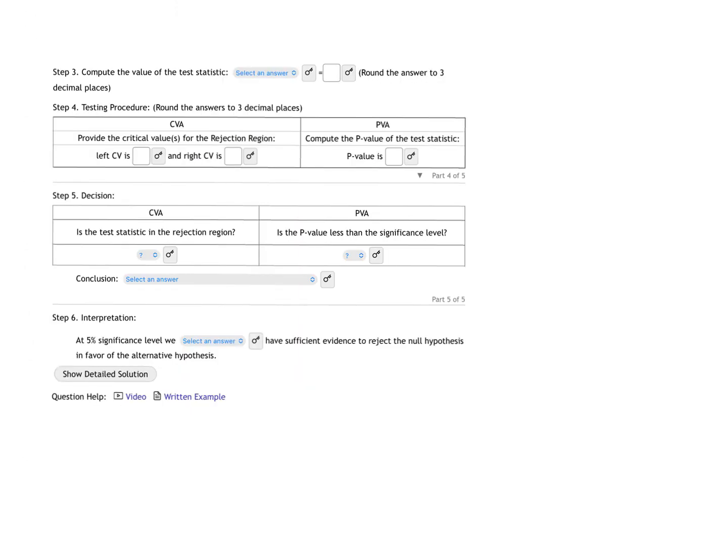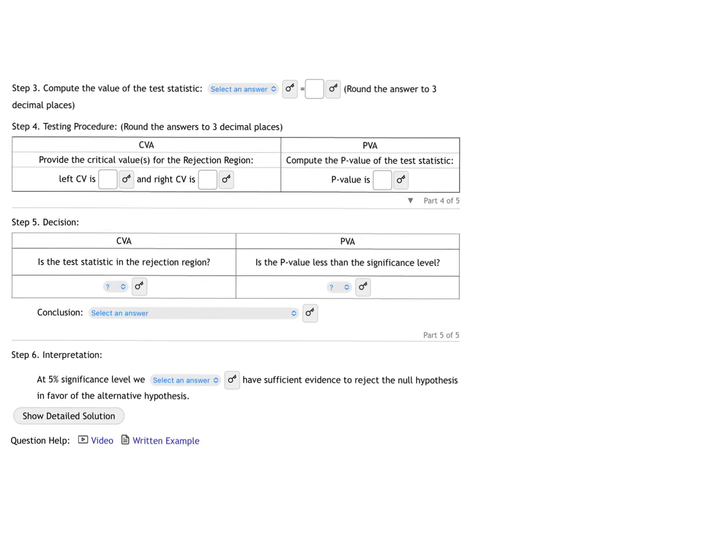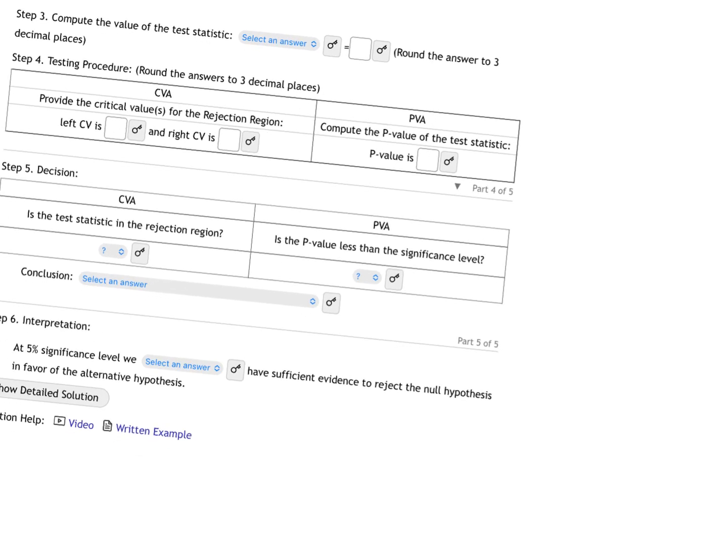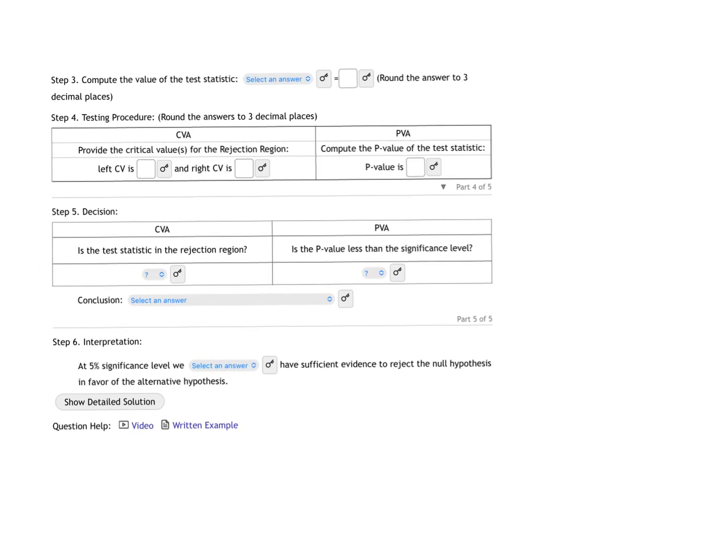Okay, so now we're going to compute the statistic that we need here. And for the statistic for this, there are no shortcuts in calculators. And there really don't need to be because it's a really easy statistic. The chi-square test statistic is simply chi-squared equals n minus 1 times s squared divided by sigma squared.